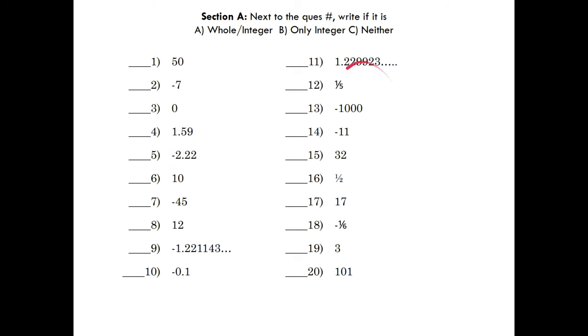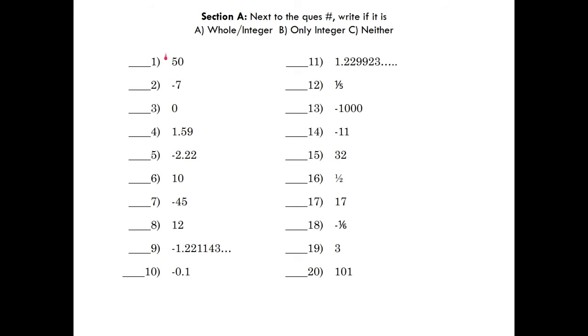So here we have in the worksheet, section A, next to the question number, write A if it is a whole number or an integer, right? Whole numbers are integers, so that's A. Right, if it's only an integer, that means it's not a whole number, that's B. Or C, that it's neither, meaning that it's going to be rational or irrational, and it's not going to be an integer or a whole number.